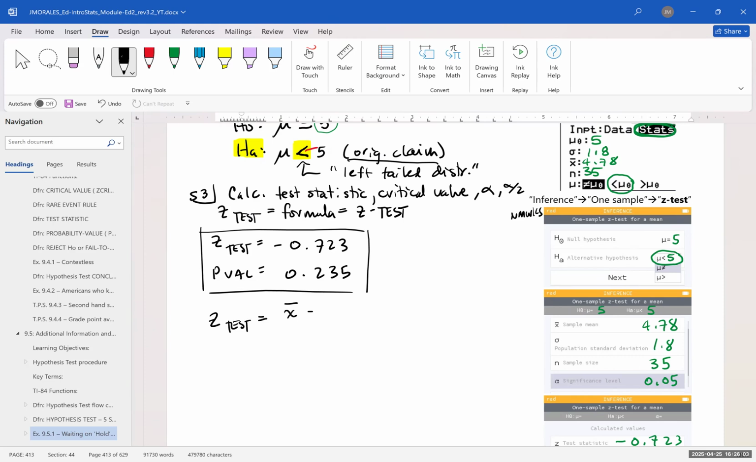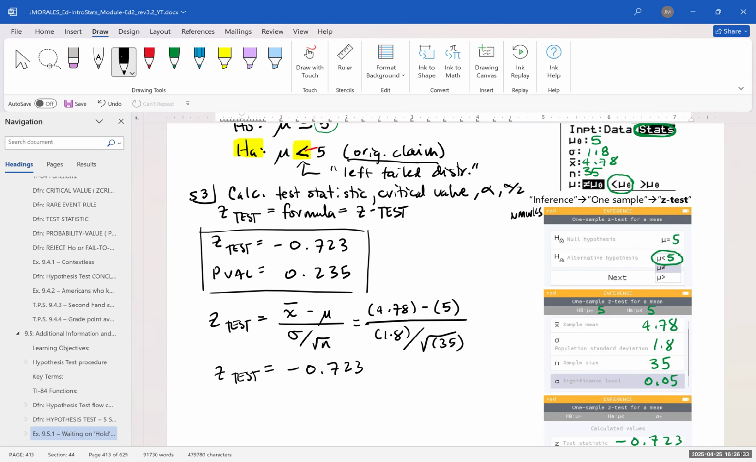So it's x bar minus mu all over sigma divided by the square root of n. So we'll have 4.78 minus mu, which was 5, all over sigma, which is 1.8, divided by the square root of 35. And if you simplify that in your calculator, you're going to get the same value that the calculator came up with, which was a negative 0.723.